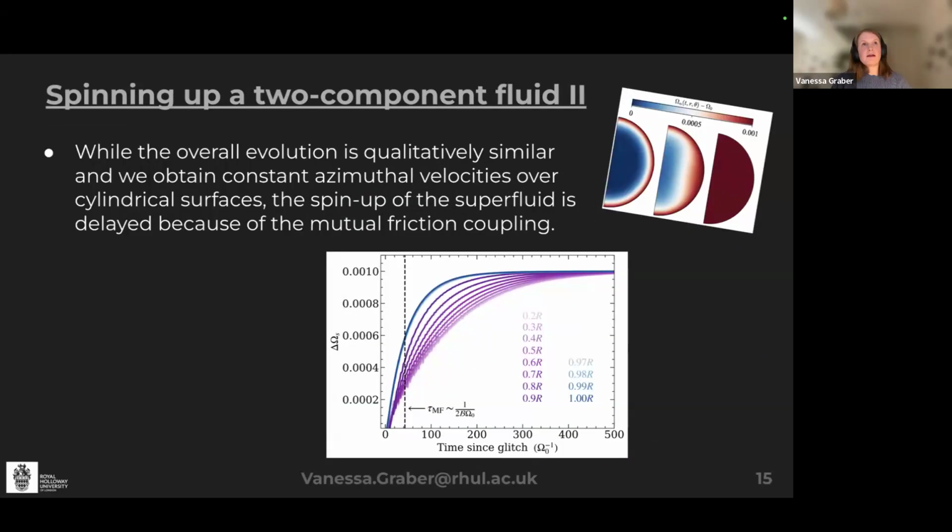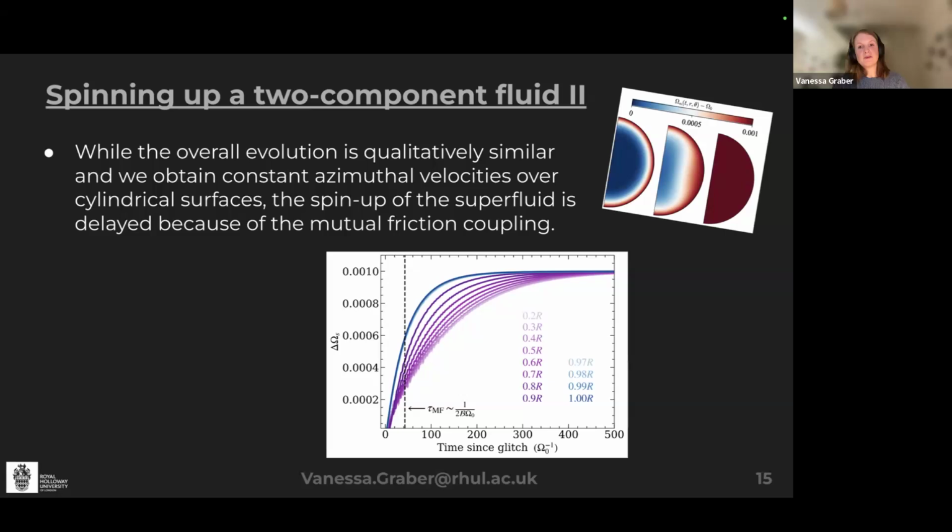So we can also look again at these snapshots that I showed you earlier to try and really understand if we can get an idea of what's really happening in the internal layers of the neutron star, or in our model neutron star, as a response to this glitch. So overall, the evolution, if you look at the difference between the angular velocity, looks very similar. Just the time scales are very different. And we do again see this cylindrical behavior as the system evolves.